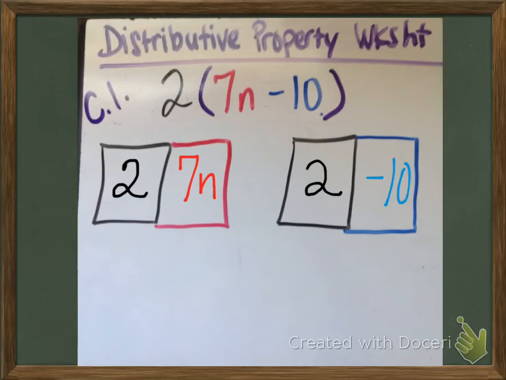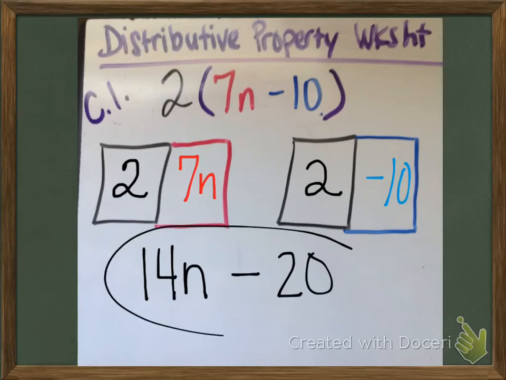Now it's time to solve. A positive 2 times a positive 7 is a positive 14, and bring down the n. A 2, which is positive, times a negative 10 is a negative 20. Your answer is 14n minus 20.